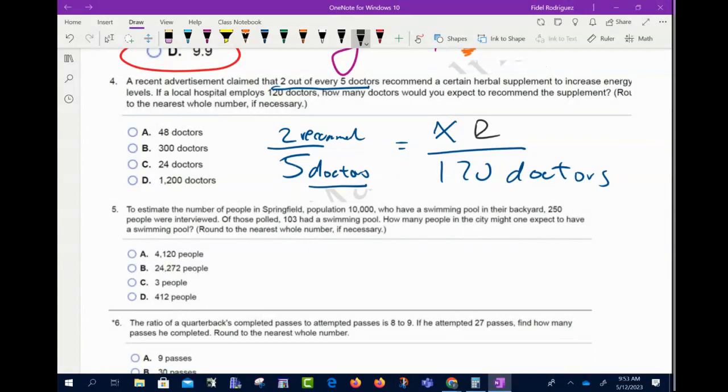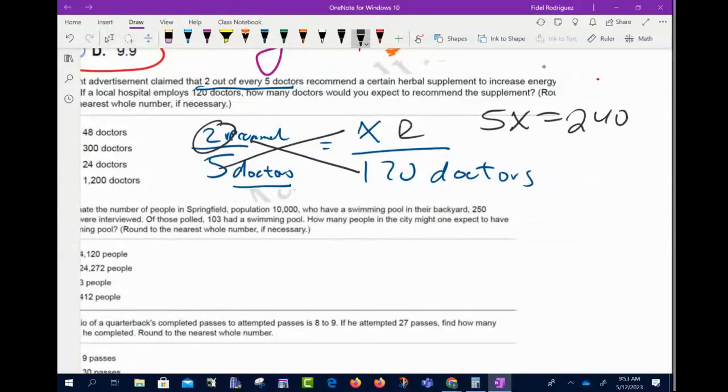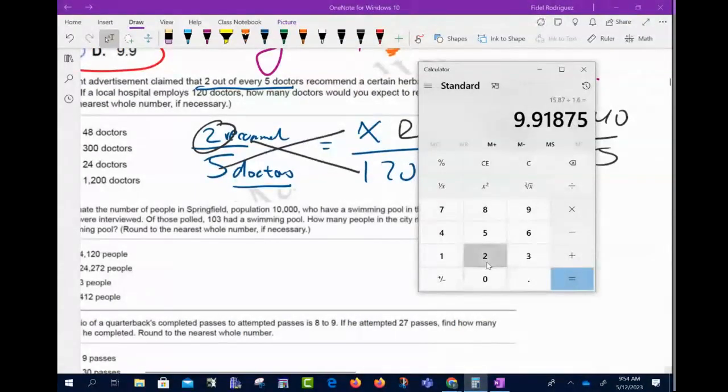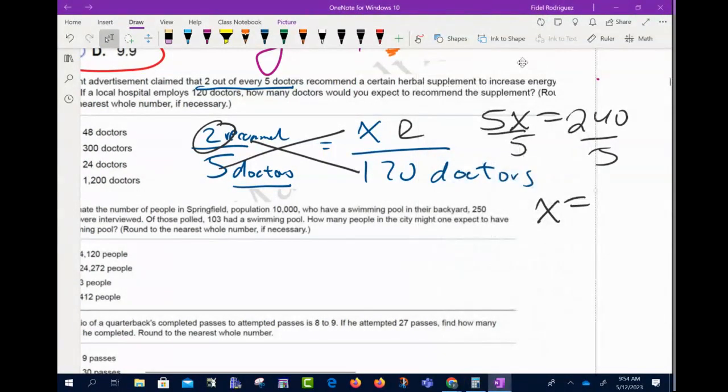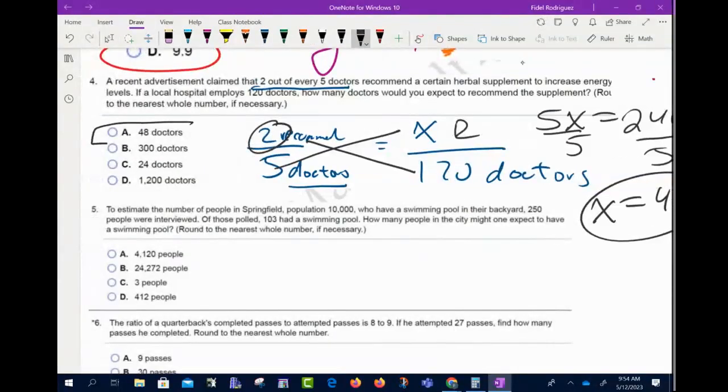Okay. And I'm going to cross multiply. So look, I'm going to say 5 times X, whatever that is. 2 times 120, I know that's 240. So I'll divide both sides by 5. And whatever that is, 240 divided by 5, 48. So 48 doctors are going to be the ones that recommend this. And look, there's my answer. And it was D.